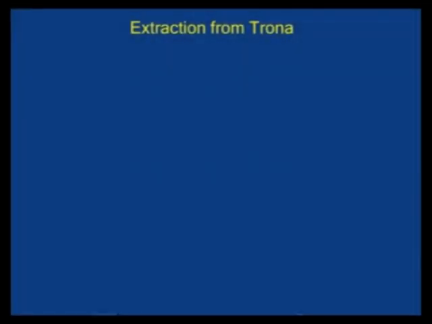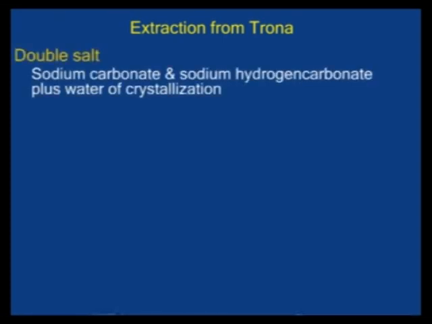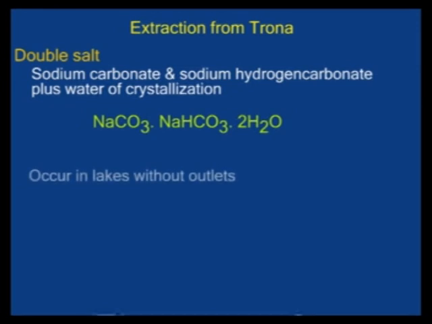Let's look at extraction from trona. Trona is a double salt containing both sodium carbonate and sodium hydrogen carbonate plus water of crystallization. Trona occurs in lakes with inlets but no outlets. In Kenya, trona is mined at Lake Magadi.